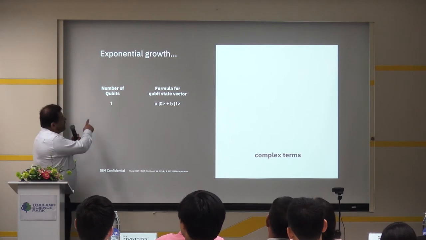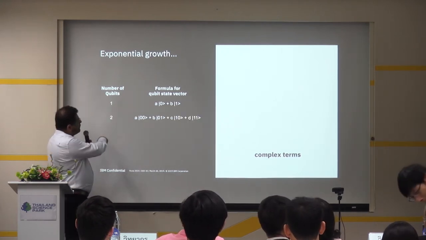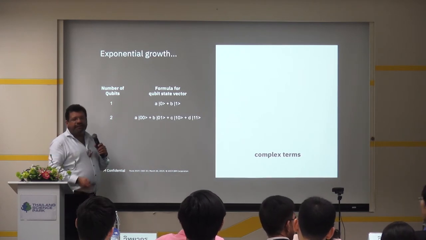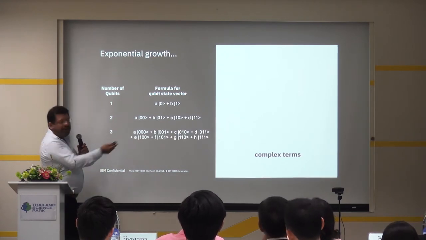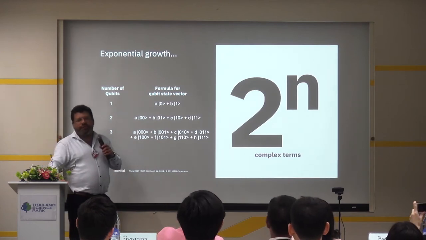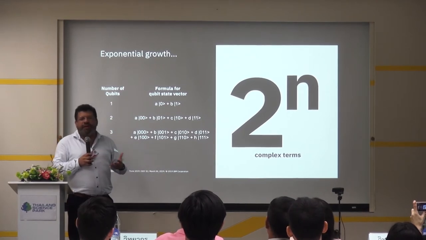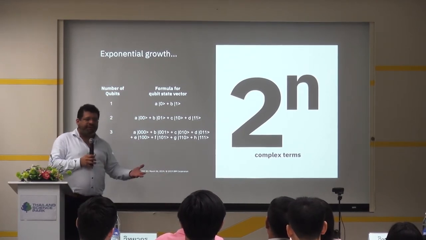So for one qubit, you have two state vectors, two basis states. For two qubits, you expand that, so now you have 4. With 3 qubits, you have 8. So what are we doing? We're doubling. As opposed to a classical computer, if I have 1 million bits and I want to double the power of my classical computer, how many bits do I need? Another 1 million bits, right?